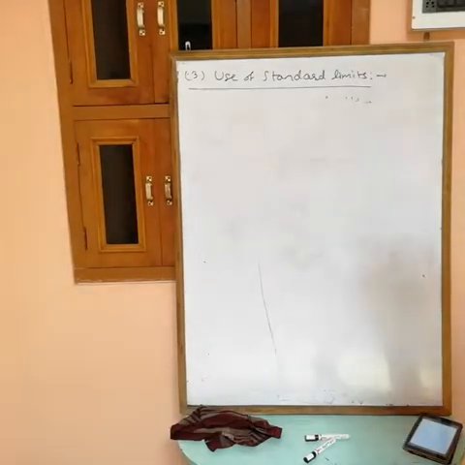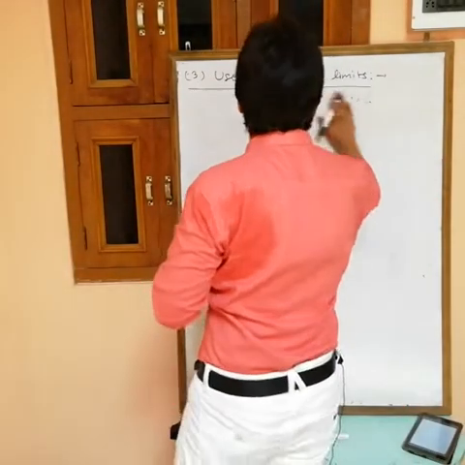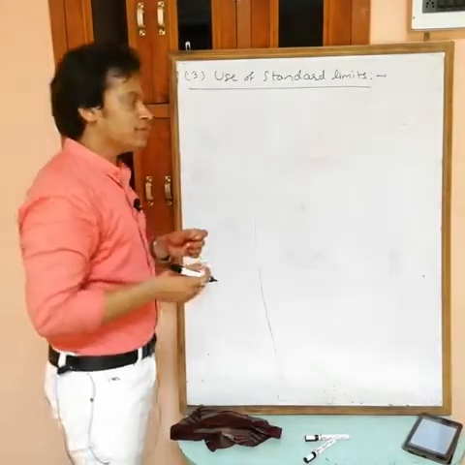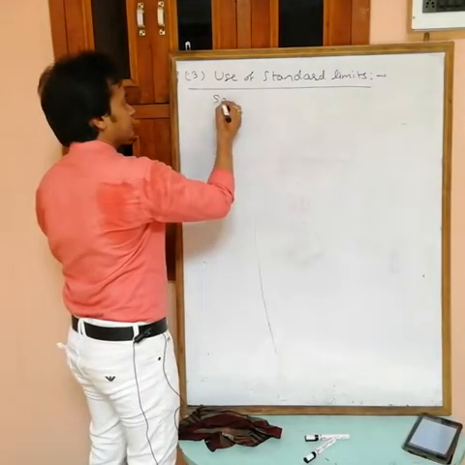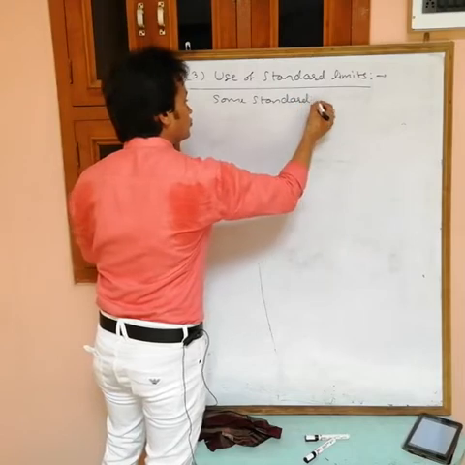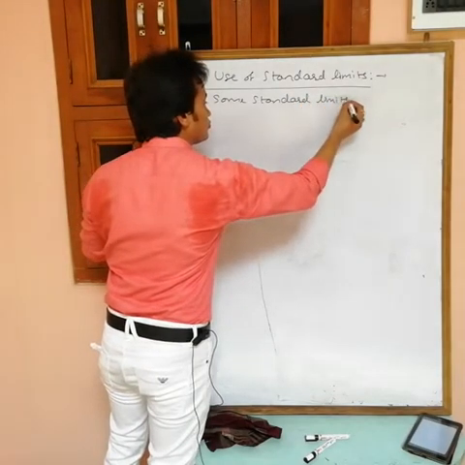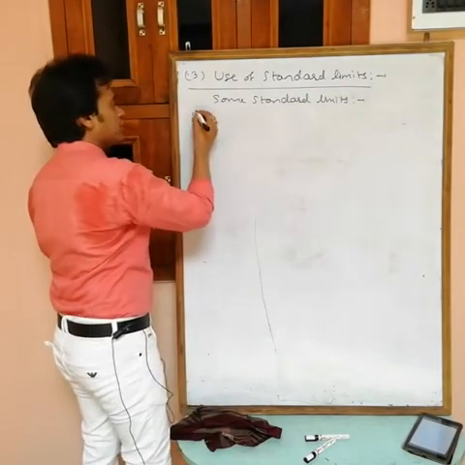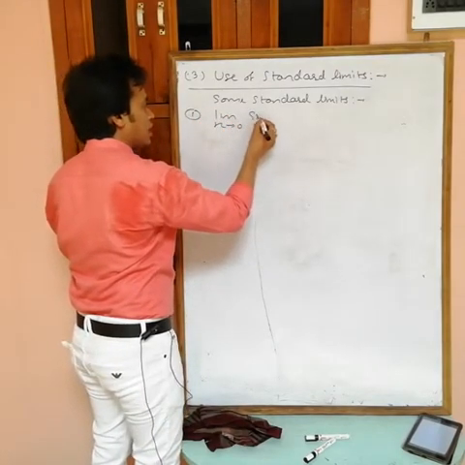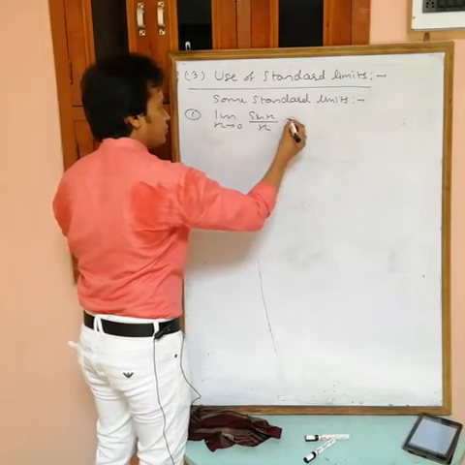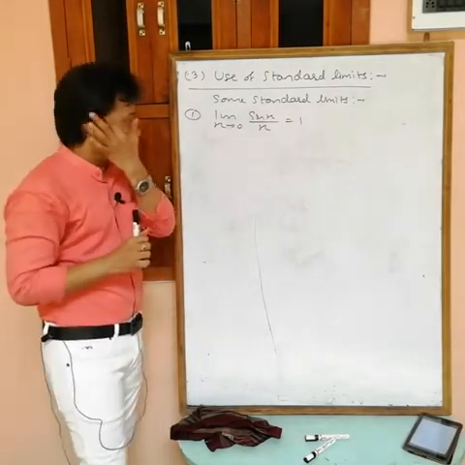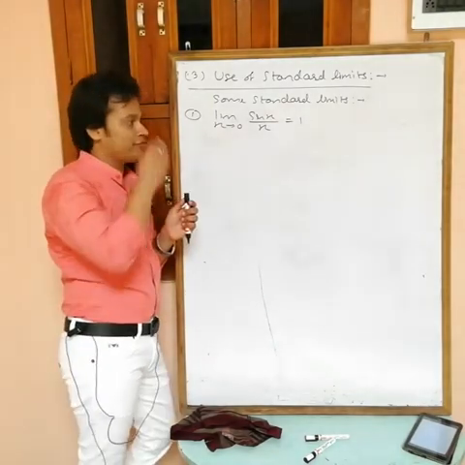Okay, so the next method is the use of standard limits. Now we have to remember some standard limits. The first one is limit x tending to 0 of sin x by x equals 1. Okay, this is the formula: limit x tending to 0 of sin x by x equals 1.